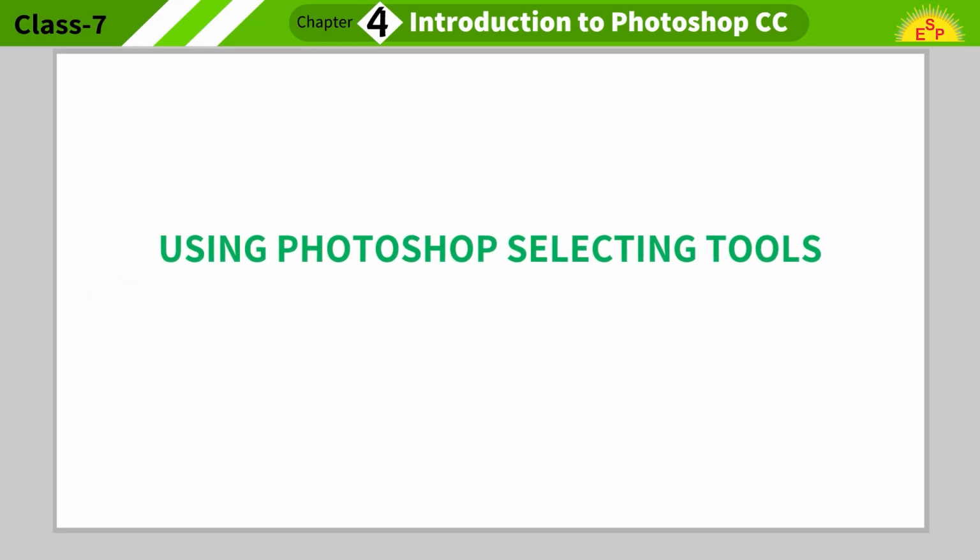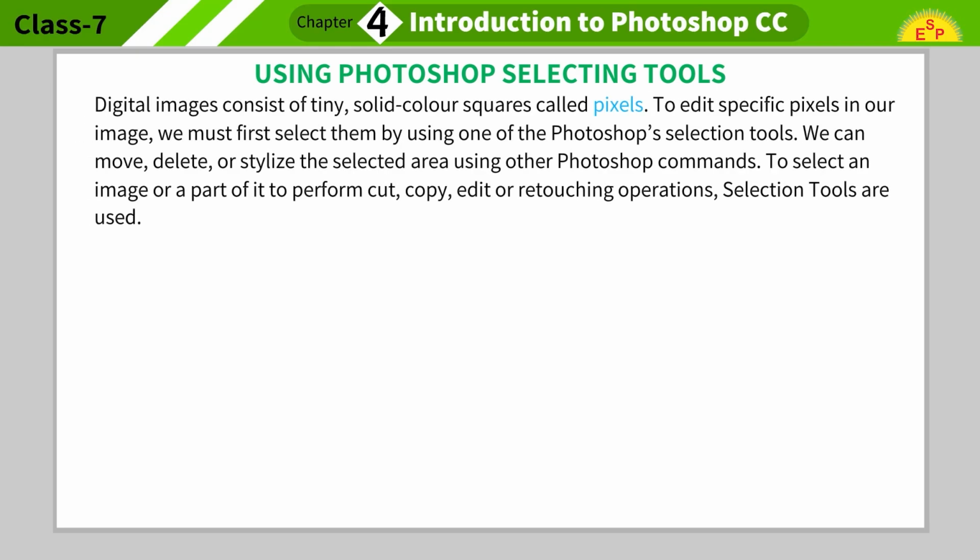Using Photoshop selection tools. Digital images consist of tiny, solid color squares called pixels. To edit specific pixels in our image, we must first select them by using one of Photoshop's selection tools. We can move, delete, or stylize the selected area using other Photoshop commands. To select an image or a part of it to perform cut, copy, edit or retouching operations, selection tools are used.